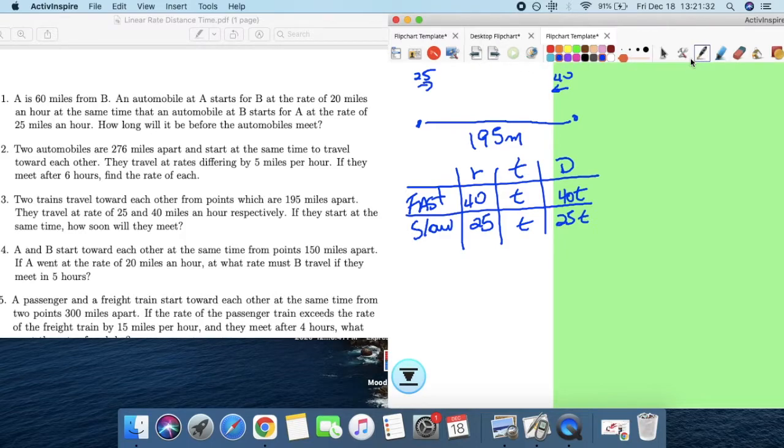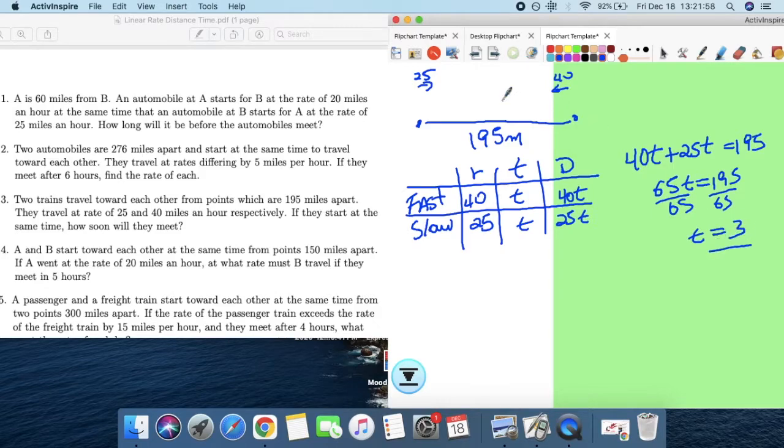Now, the sum of the distance traveled by each train equals 195. So 40t, the distance of the faster train, plus the distance of the slow train equals 195 miles. 65t equals 195, and this is going to give us a very nice number, which is 3 hours. They meet somewhere around here.